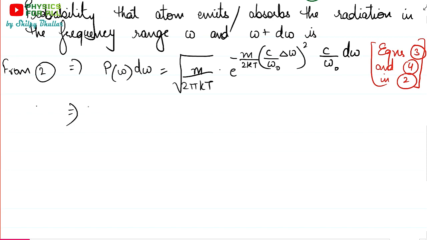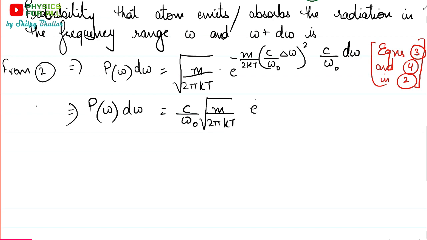Now let's write it down in a proper way. So P omega d omega is equal to C by omega naught. Again, it's a constant term. We can write it here. Then this whole quantity square root m upon 2 pi kT. This is also constant. And then this is the exponential term. So minus m c square, see, this is the whole square, so m c square upon 2 kT. And then we have delta omega upon omega naught whole square and then d omega. Don't forget to put this d omega.